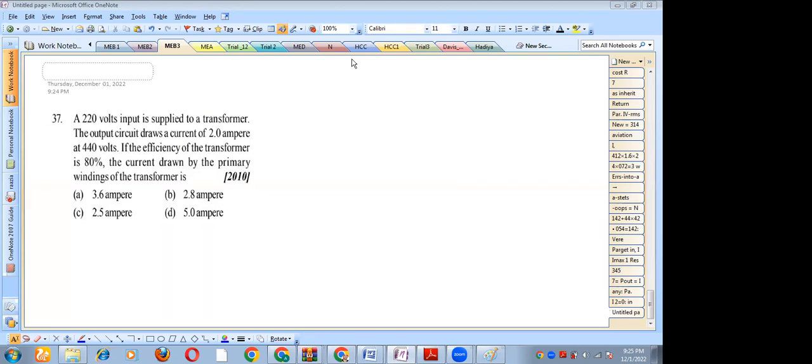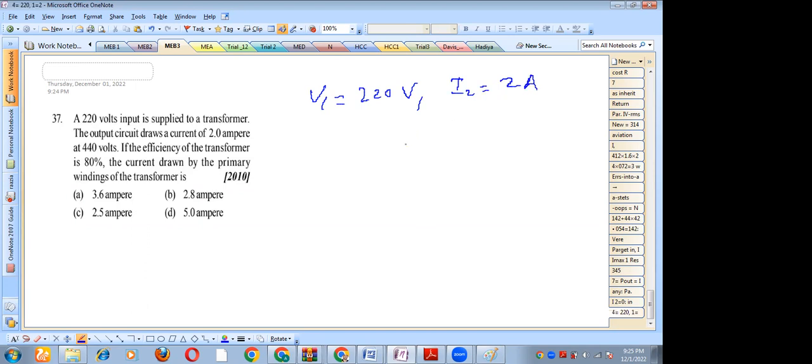I will give the hint for this question. It says a 220 volt input is applied to a transformer. So input voltage is given, right? V1 or E1 is given as 220 volt. The output circuit draws a current, so I2 is given as 2 ampere, and V2 is also given, which is 440. If the efficiency of the transformer, eta, is given as 80%, find the current drawn by the primary winding of the transformer.